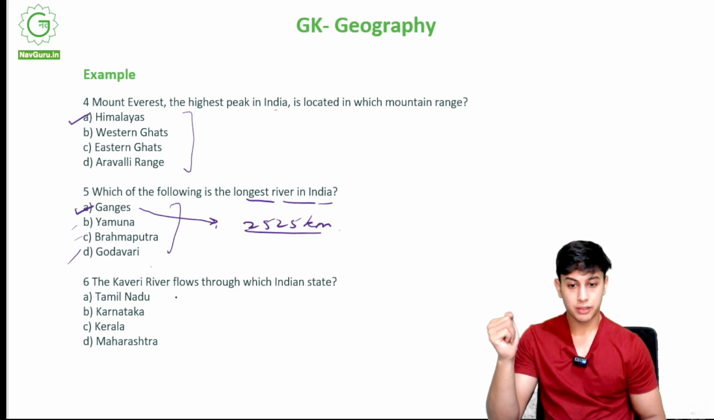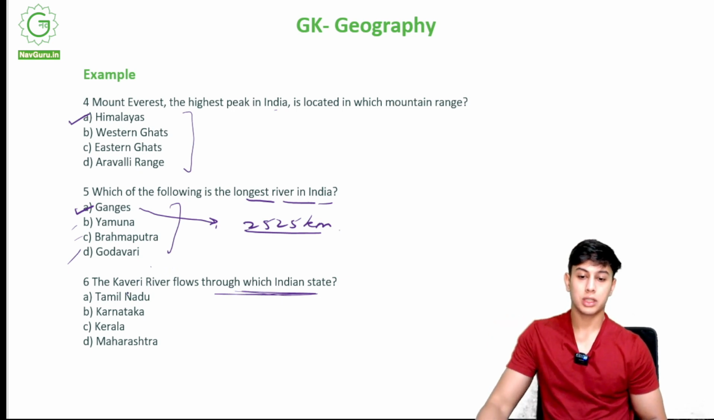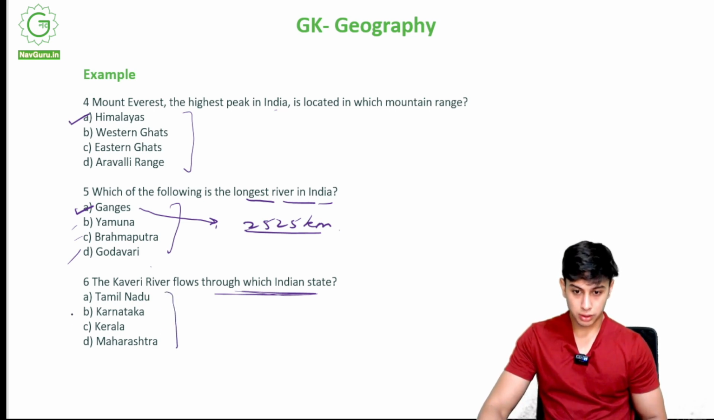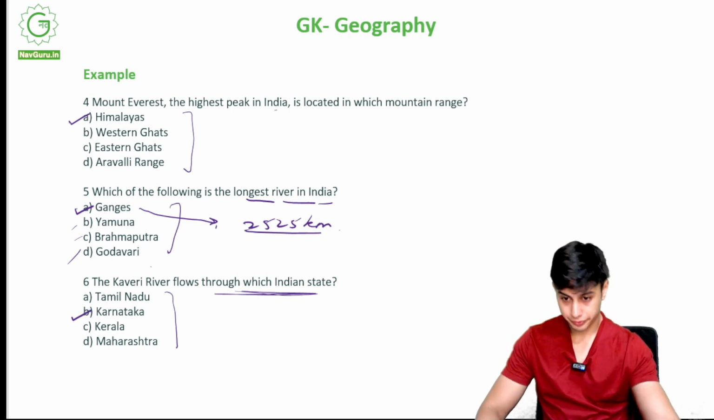The Kaveri river flows through which Indian state? It flows through southern India. Now, does it flow through Tamil Nadu? Karnataka? Kerala? Maharashtra? Out of all of these, where does it flow through? It flows through B, Karnataka.